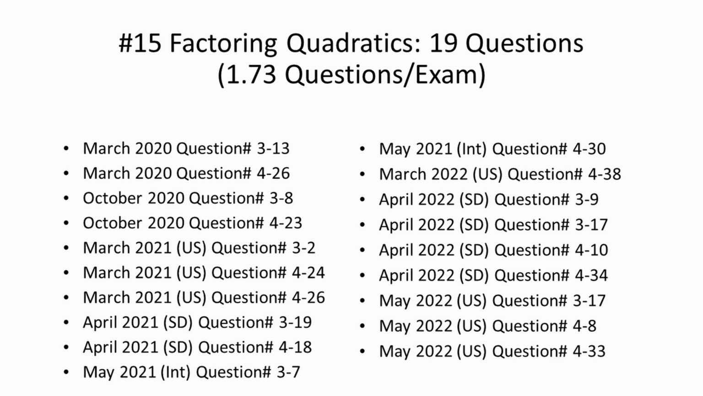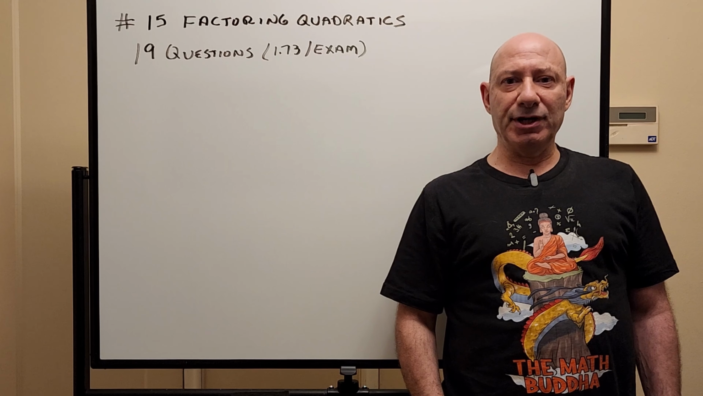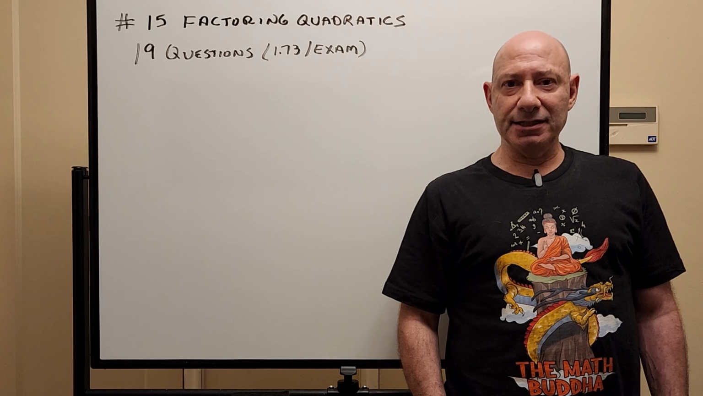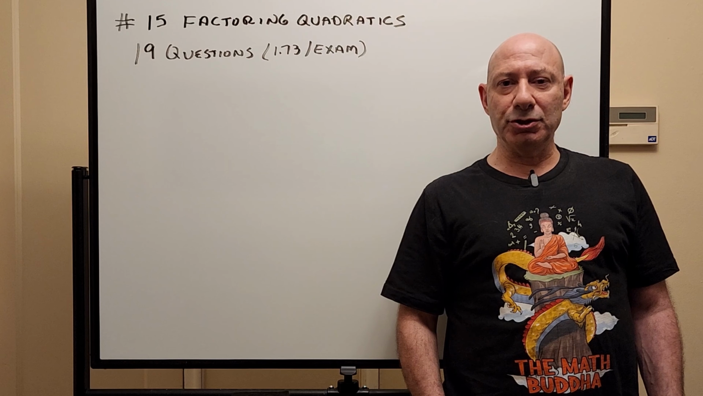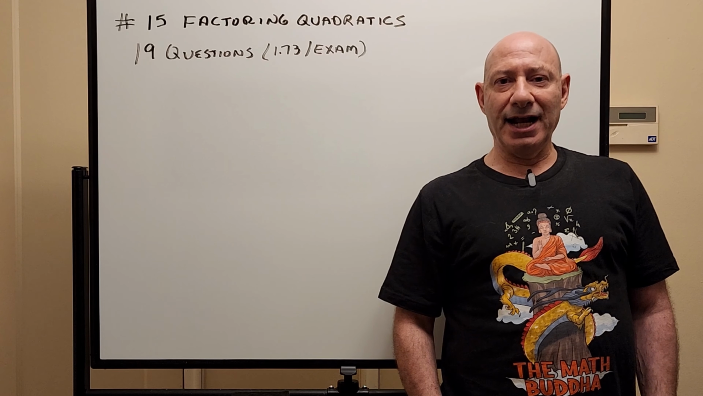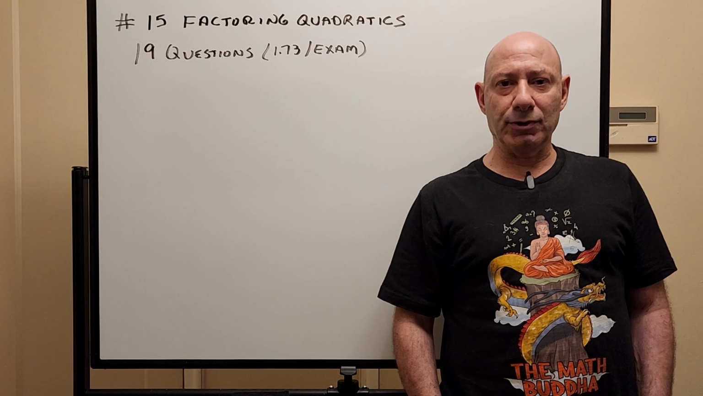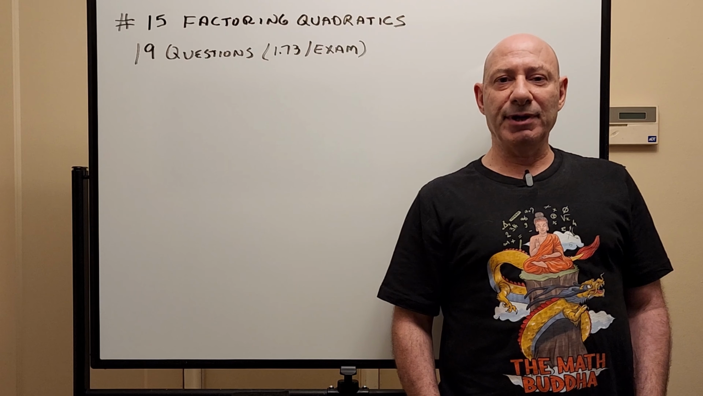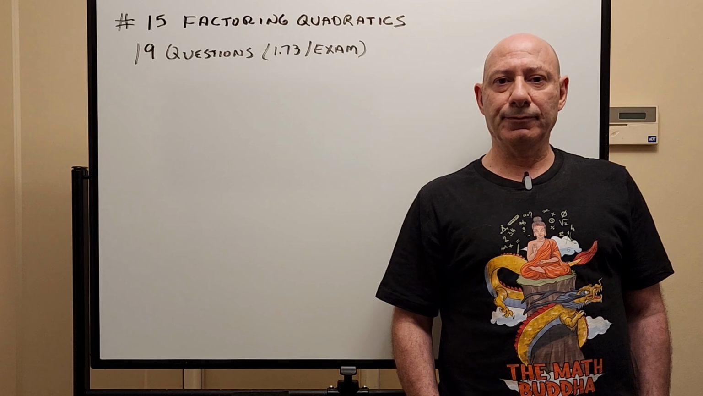At 15, we have factoring quadratics. 19 questions I found on this subject, or 1.73 questions per exam. Now, the questions on my factoring quadratics list come in a few different forms. In some cases, you just have to solve a quadratic by factoring. Other times, you might have to reduce a fraction by factoring. And I actually have a couple of fourth-degree equation questions and a couple of third-degree equation questions on the list. I'm including those kinds of equations if they fit a particular form.